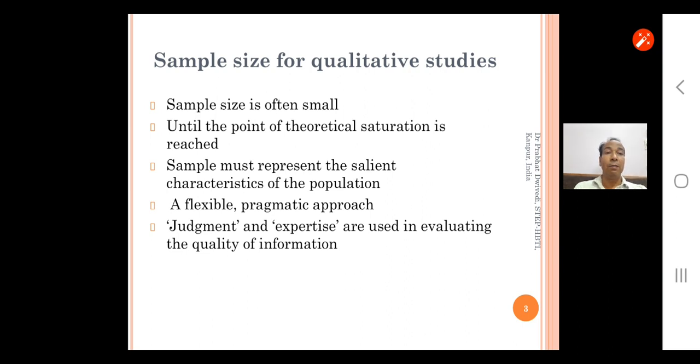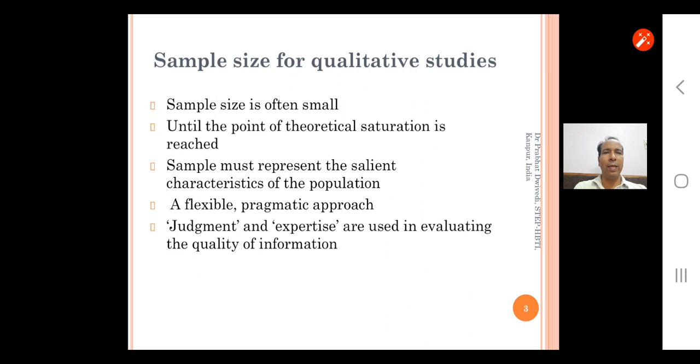Next, the sample must be representative. This point is valid not only for qualitative studies but also for quantitative ones. A sample should always be representative of the target population of the sampling frame.